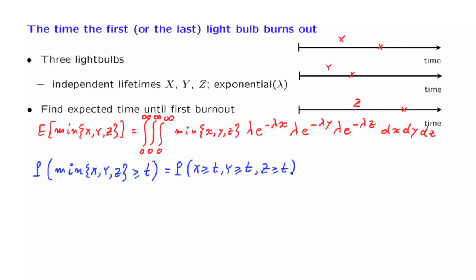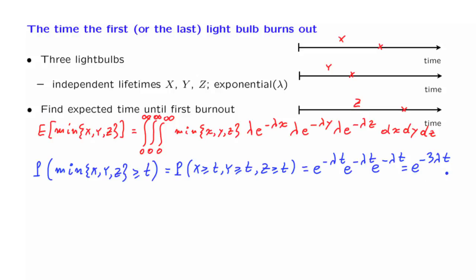But now X, Y, and Z are independent, so we need to multiply the probability that X is larger than or equal to t, which for an exponential random variable is e to the minus lambda t, then the probability of the second event, which is again e to the minus lambda t, and finally the probability of the third event, which is again e to the minus lambda t. The product is e to the minus 3 lambda t.